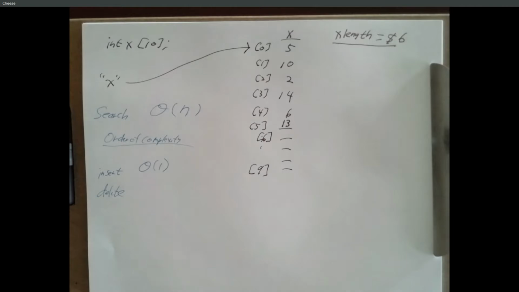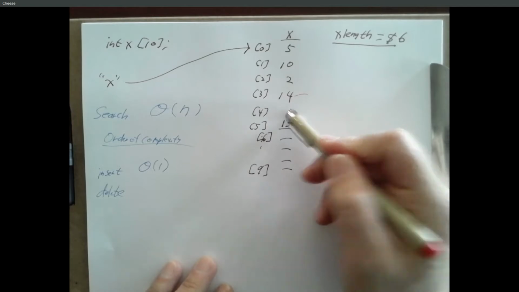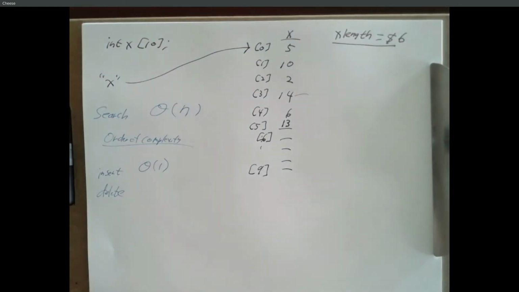Suppose I want to delete the 14. How might I do that? What sorts of steps might I have to do? You'd have to remove the 14. Okay. Then you would have to shift all the remaining elements up. So I remove the 14, I put the 6 up there, I put the 13 up here, and I set x length to 5. So that'll delete. What's the order of complexity of that?